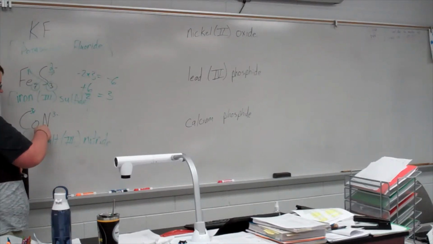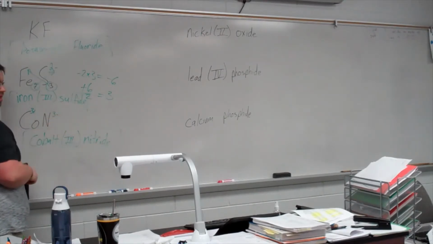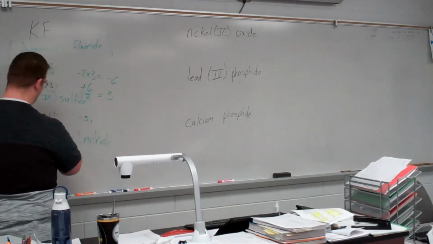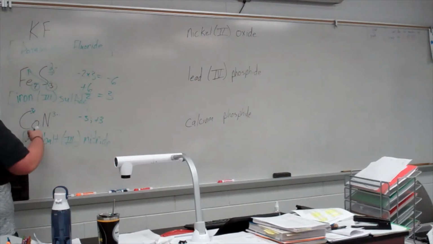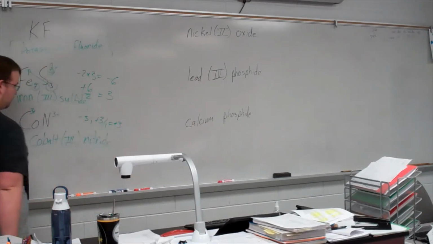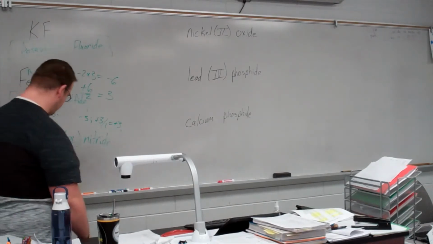How did you get 3 for cobalt? Because I looked at the anion nitride and I seen it has the -3 charge. So that means that the cobalt has to have a +3 charge. And then I divide it by how many there is. So there's only one, so it leaves me with a +3. Okay. Good question.